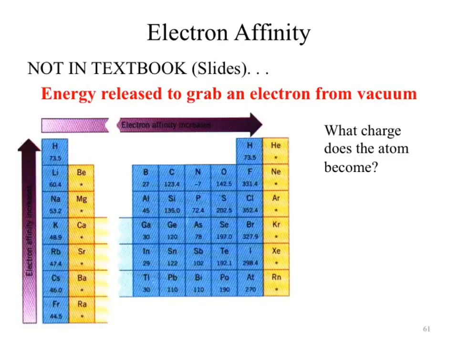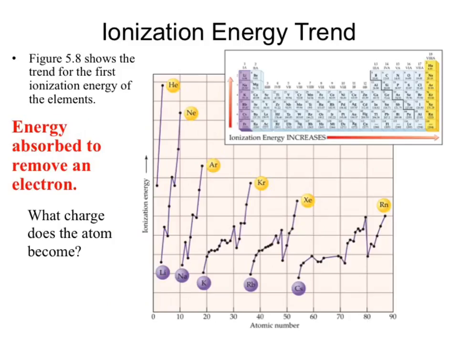One of the things that we'll find is our ionization energy for our metals is always low. Okay? What charge do our metals typically become? Positive, because it's really easy to get rid of an electron.